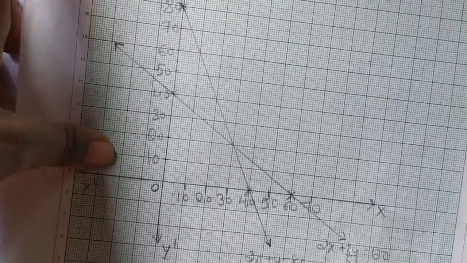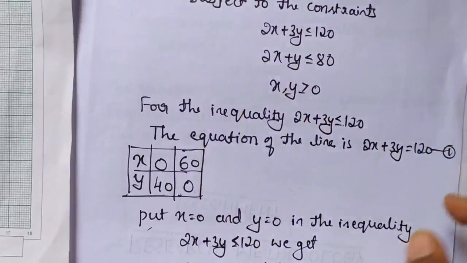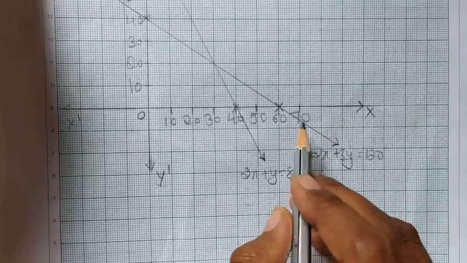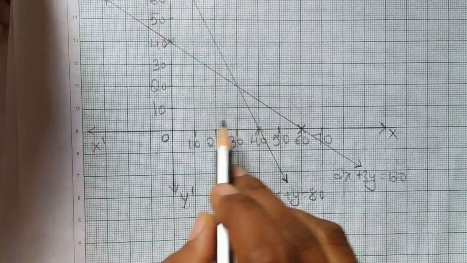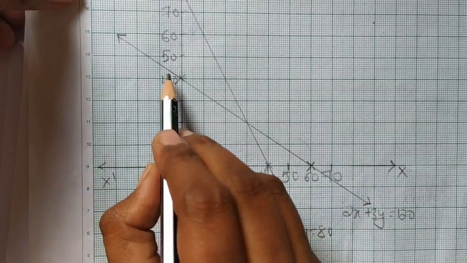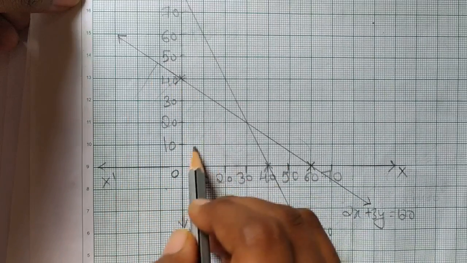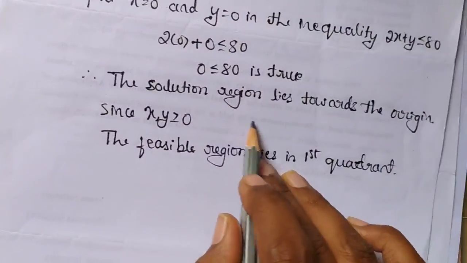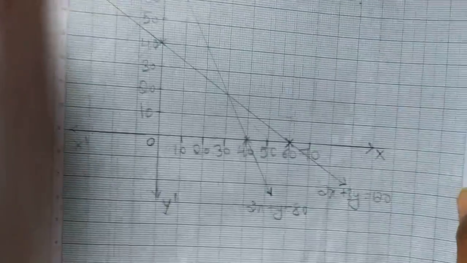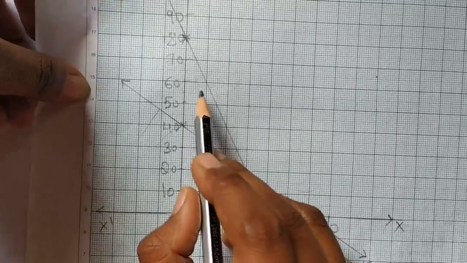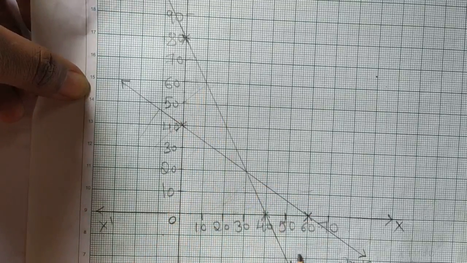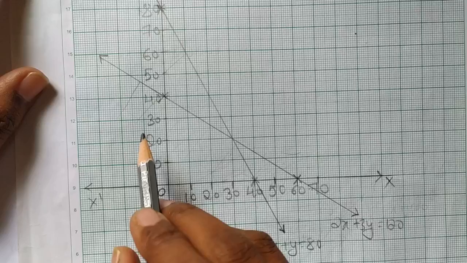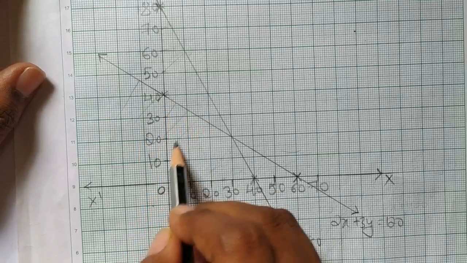Now, the solution region for the first inequality lies towards the origin. This is the line for the first inequality. The origin lies below the line. The solution region lies towards the origin means the solution region lies below the line. For the second inequality, the solution region also lies towards the origin. Now the common region for both of the inequalities is below both of the lines towards the origin.